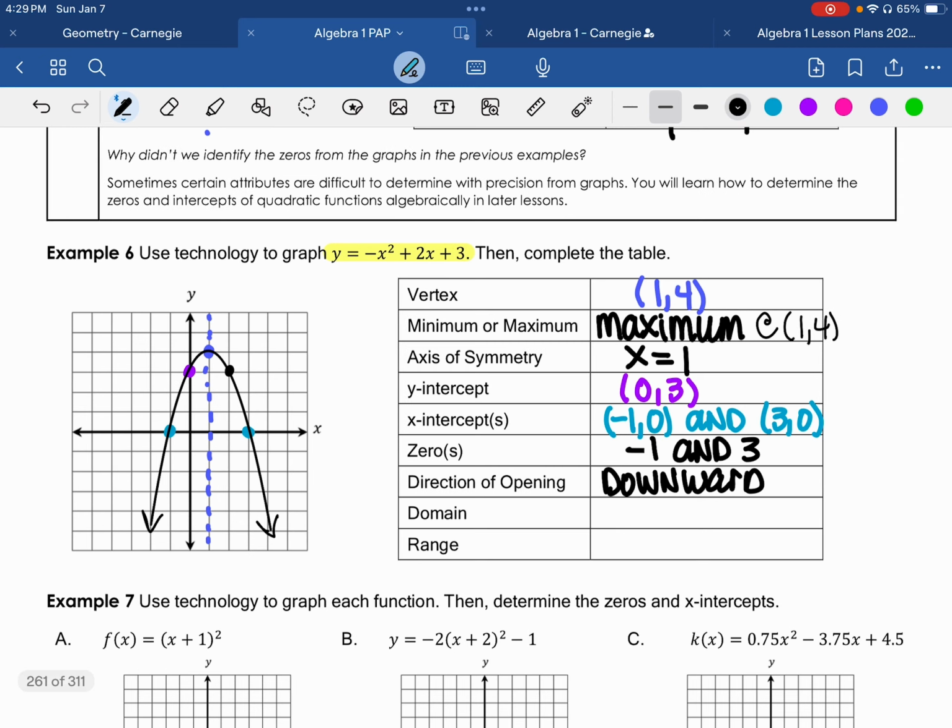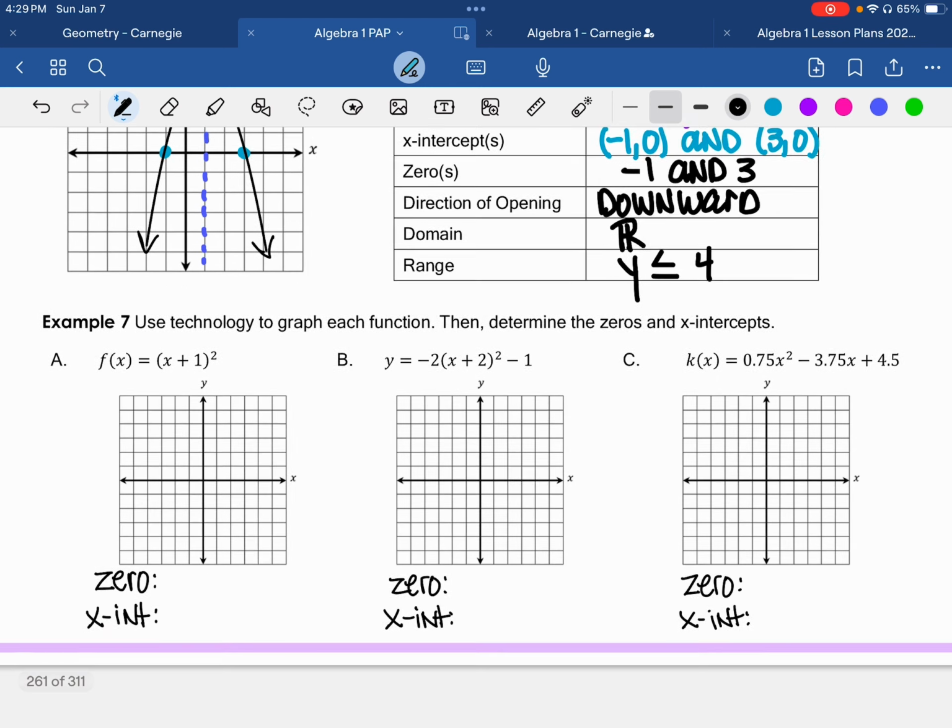Remember, our domain, since we are just talking about a graph, is all real numbers, and our range is going to be y and the y value of your vertex, and then go back and look at this word right here. Maximum means this is the highest value that we have. Everything must be lower than it, so that is less than or equal to.